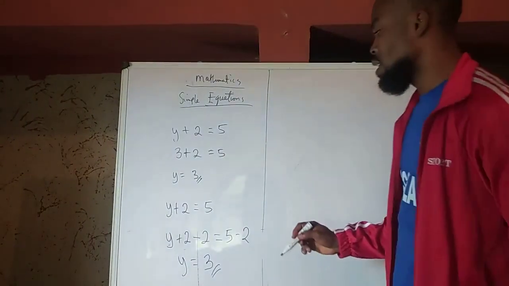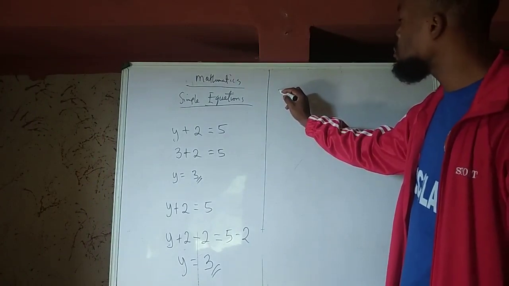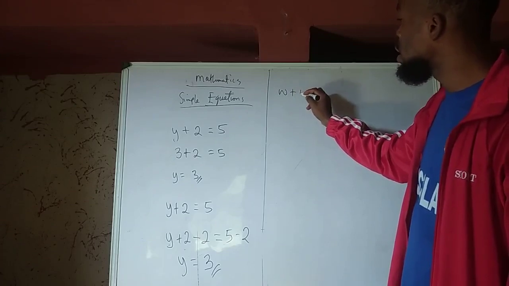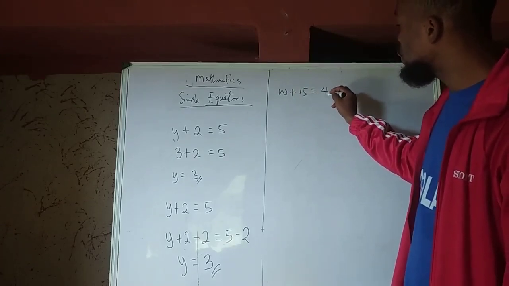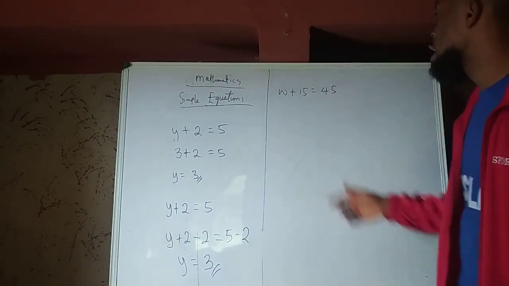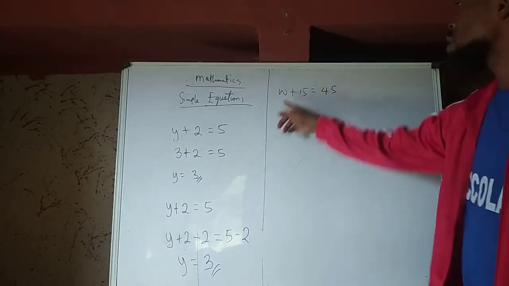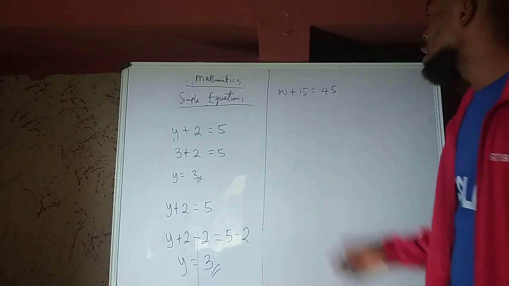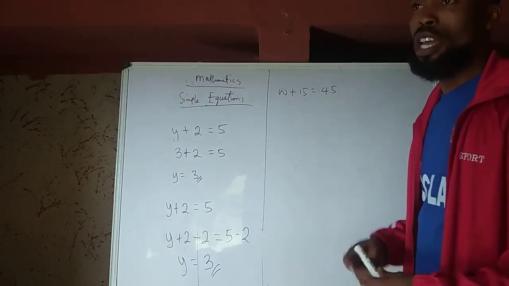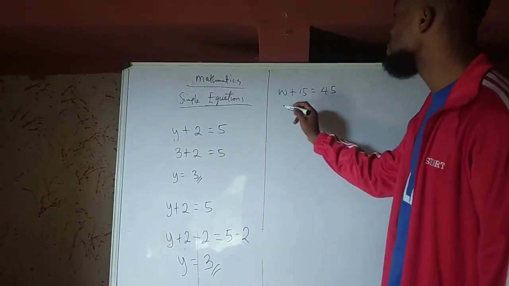Let's also take another example. Let's say I have w plus 15 equals 45, and I am looking for the value of w here. I'm asked to solve this equation. What do I do? This is quite simple. All I need to do is follow the left and right balance rule. It's called a balance rule.